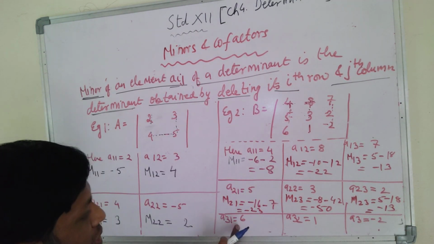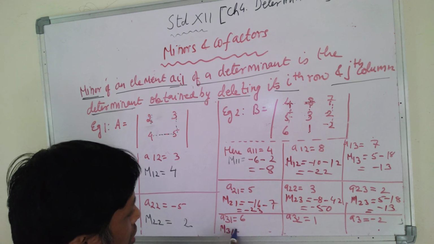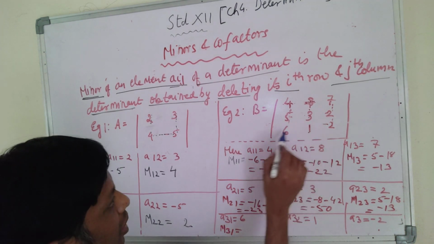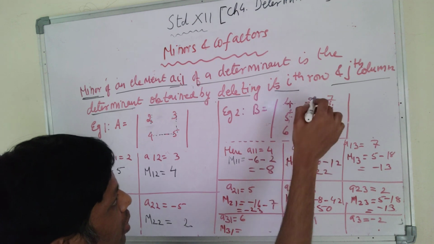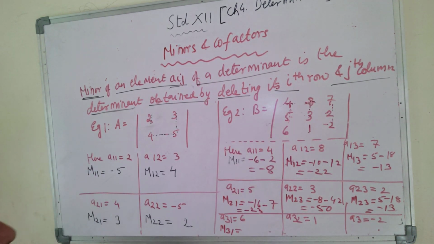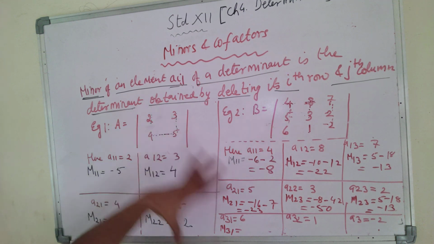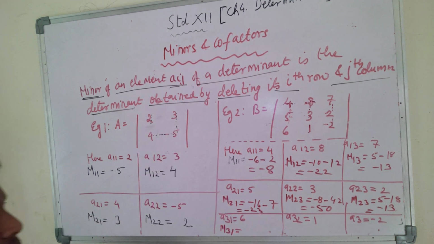Similarly, I need to find M31 for 6. Hide the 6, and you are left with 3 into 2, and so on. The rest of the minors you can find on your own, and this is the way we find the minor of an element.